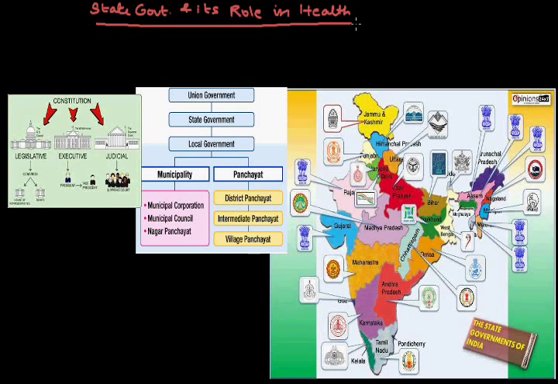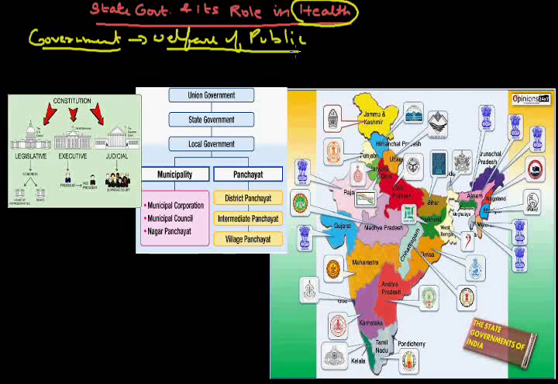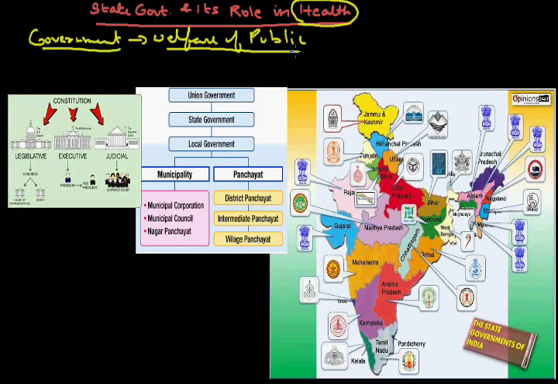Hello friends, let us start the chapter of our Civics class 7th, the state government and its role in health. As we know, the role of the government is the welfare of the public, and to provide the public all its basic needs like education, sanitation, food, clean drinking water, health, etc. So health also comes in it. In this chapter we see the role of the government in health.